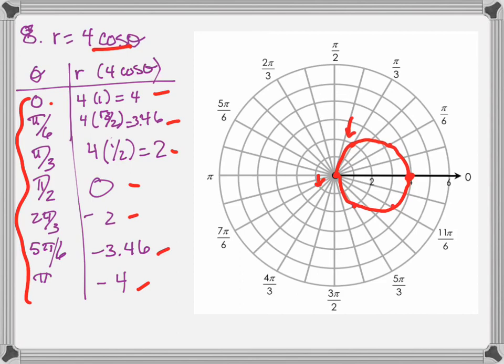So at 2 pi over 3, it was -2. So that comes back over here to that point. At 5 pi over 6, it's -3.46 here at that point. And then at pi, you're back at -4. So that was what that one looks like.